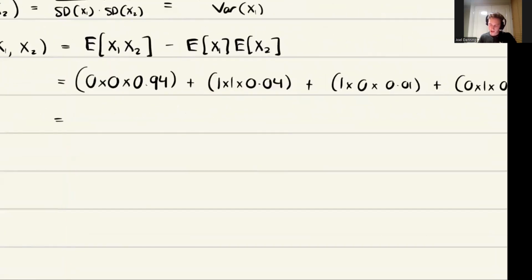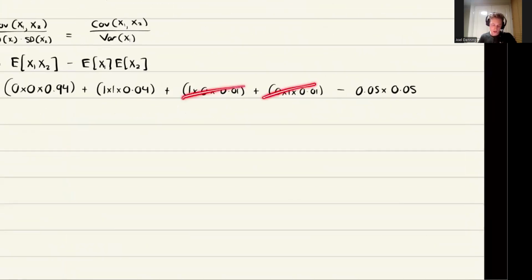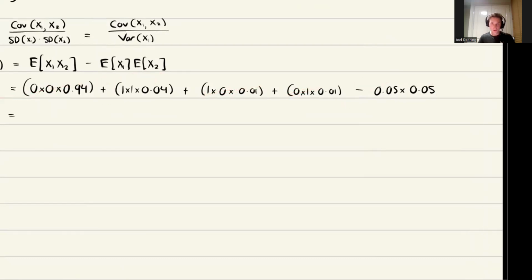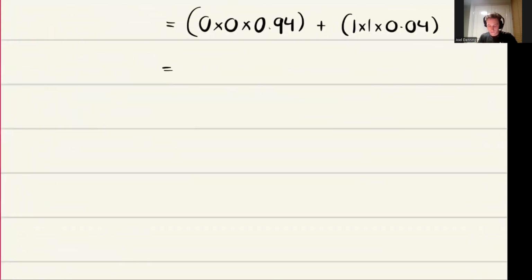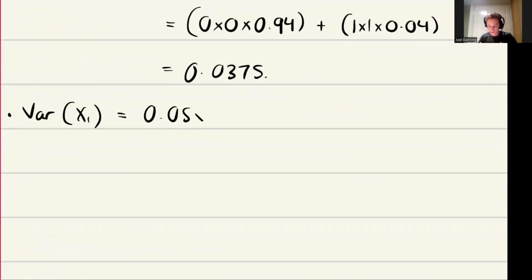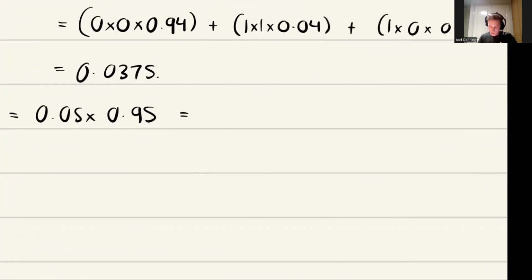Right. Sub that in your calculator. You'll see that those three terms are 0 anyway. So it's really just 0.04 minus 0.05 squared. You'll get 0.0375. And then we just need to calculate the variance of x1, which is just going to be p times 1 minus p. All right, so we get 0.0475.